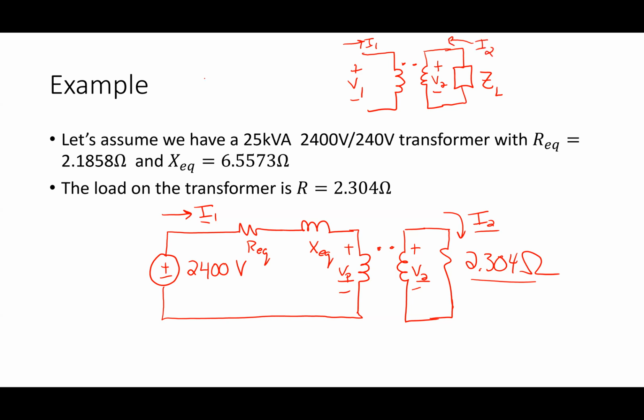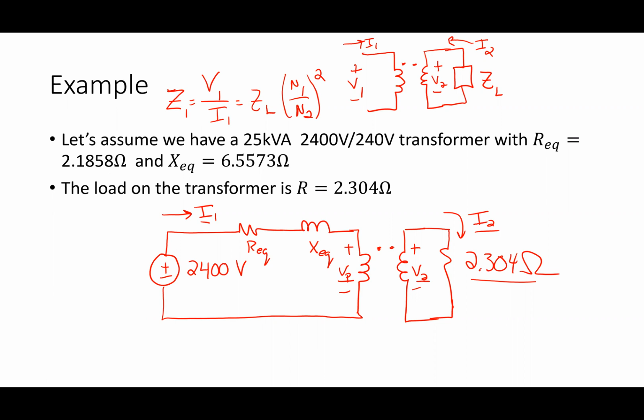From the perspective of the primary, what I can say is that V1 over I1, if I were to solve it, ends up being whatever Z load is times N1 over N2 squared. What I call that is the reflected impedance. So I can simplify the circuit by reflecting the impedance over.